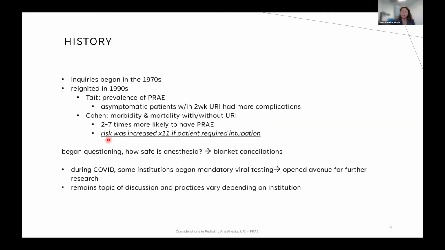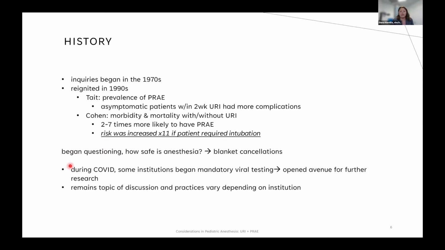And then this is what gets bolded and highlighted in this literature and why it is still a topic of discussion today: the risk for perioperative adverse events increased 11 times if the patient required an intubation. Now you might be thinking, doesn't all anesthesia require intubation? And that's actually a great question, because in adult anesthetic considerations, no, but for the general population of most pediatric cases, they require general anesthesia, which requires intubation.